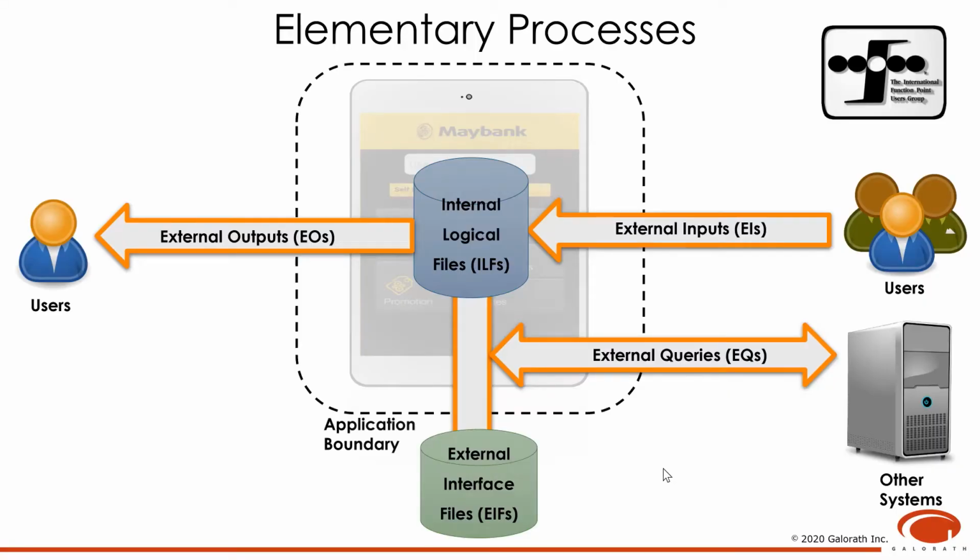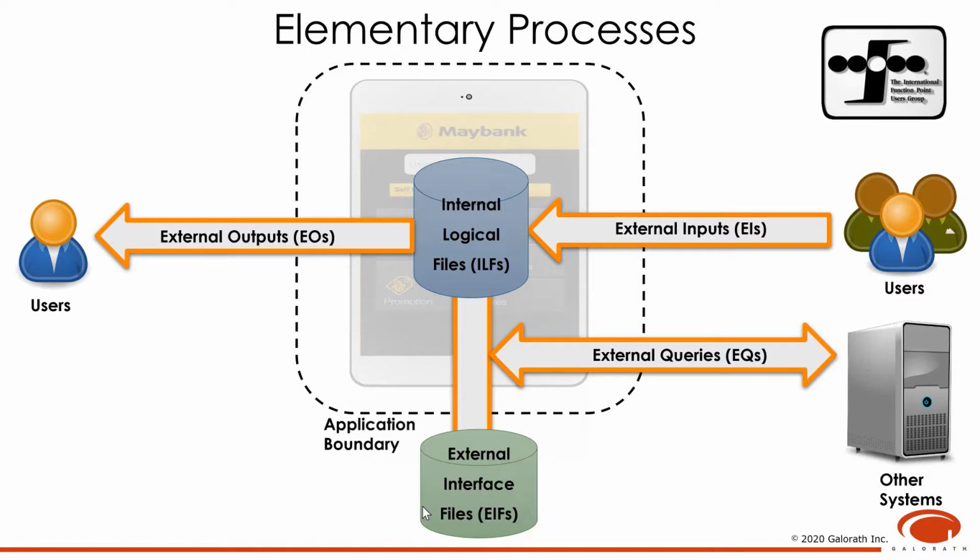In function points, we look at 5 different subcomponents or elementary processes. External inputs bring data into the application. External outputs present information to the users or external systems and include calculations. External queries present information to the users or external systems, but these do not include any calculations. Internal logical files are the data owned and maintained by the application, while external interface files are data that the application uses as reference only.